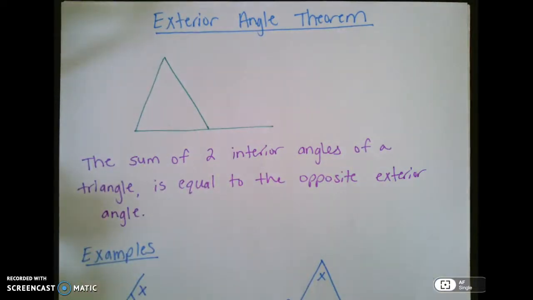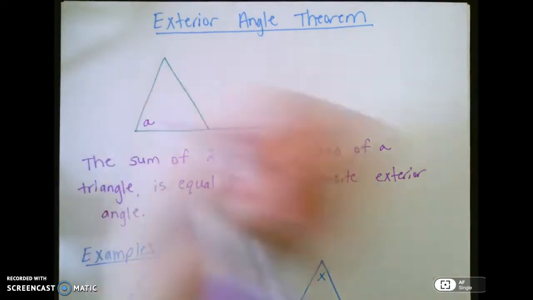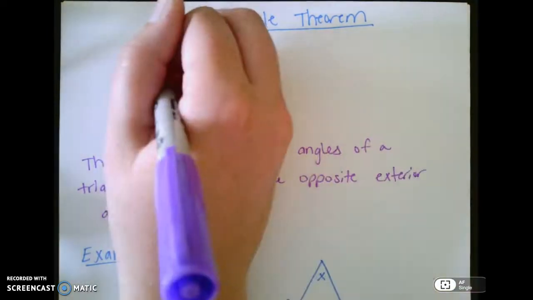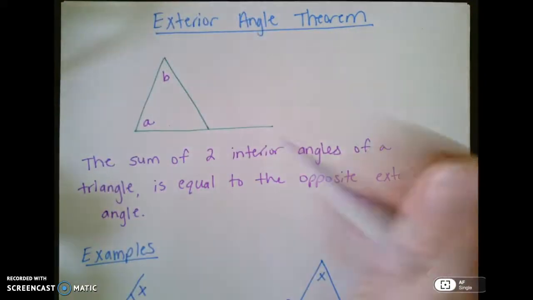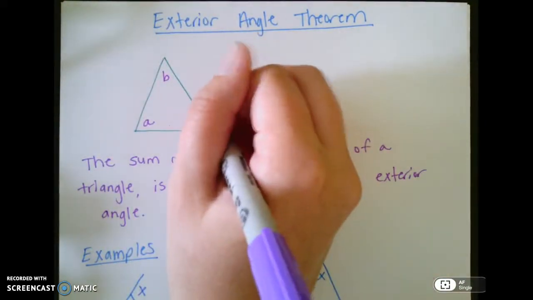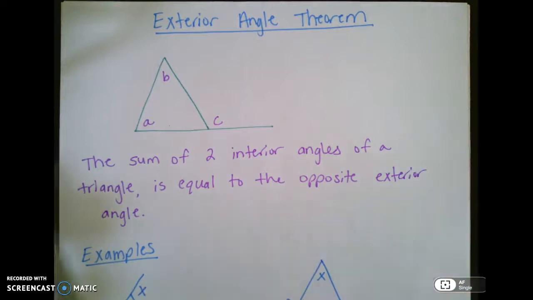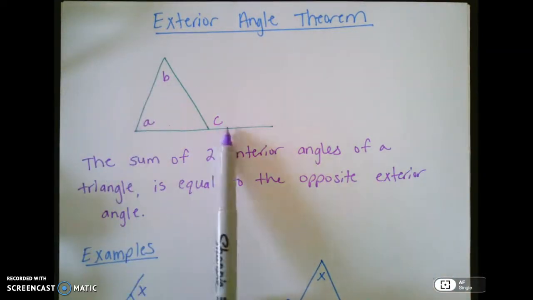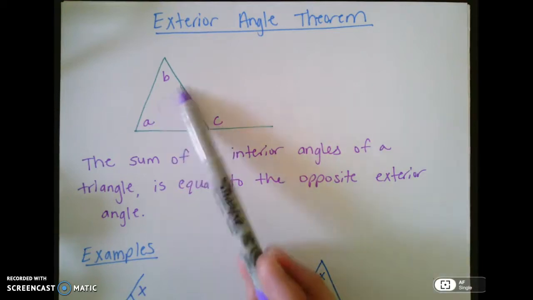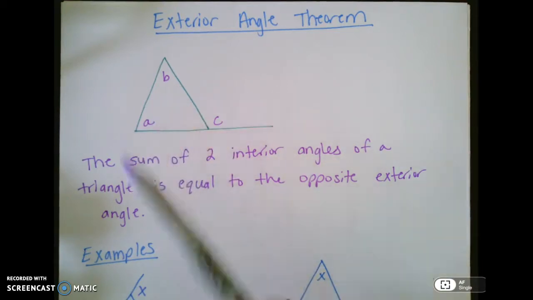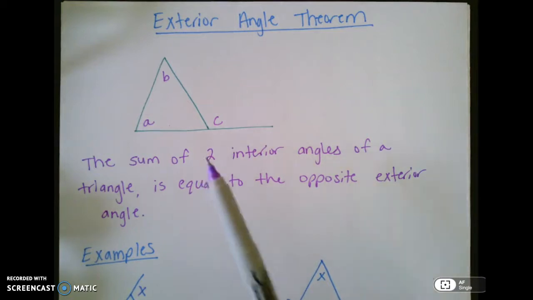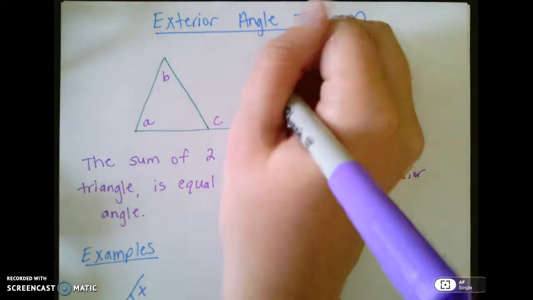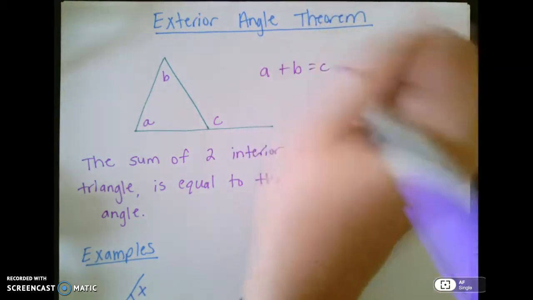Now, what I mean by that is, let's say I call this angle A and this angle B. And so my exterior angle here is C. So if I take two angles inside of a triangle, the opposite exterior angle, so notice the exterior angle that's opposite of those two interior ones, the sum is going to equal the exterior. So that means I can say that A plus B equals C.